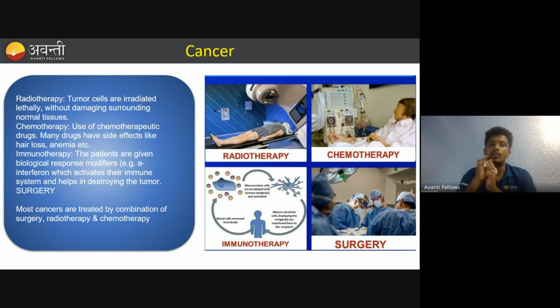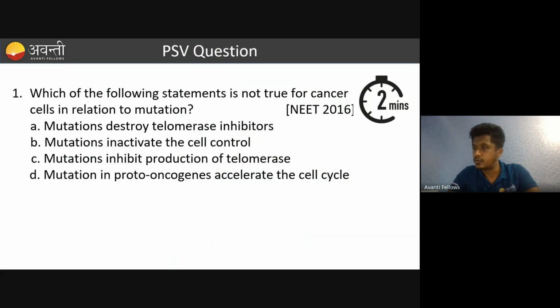Understood. So cancer can be treated by a combination of treatments like surgery, radiotherapy, chemotherapy, immunotherapy, etc. There is no one specific treatment for cancer. Understood. So it's a multiple treatment. Anyways, we have come to the end of this session.